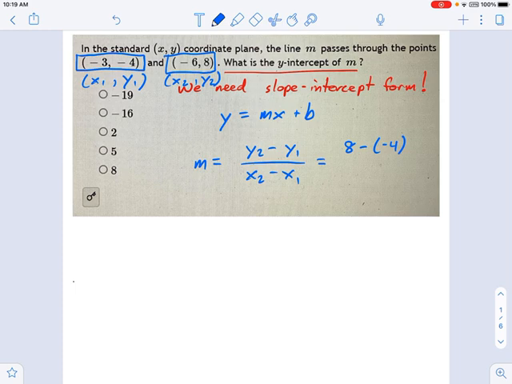Hang on a second. I lost my pen. So let's get this going again. What I'm going to put on the bottom is x2 minus x1. So, come on, pen. There we go.